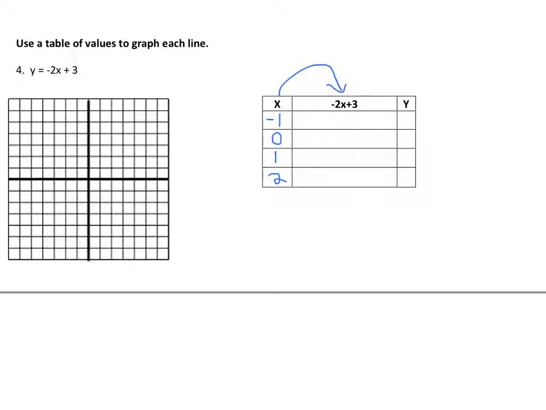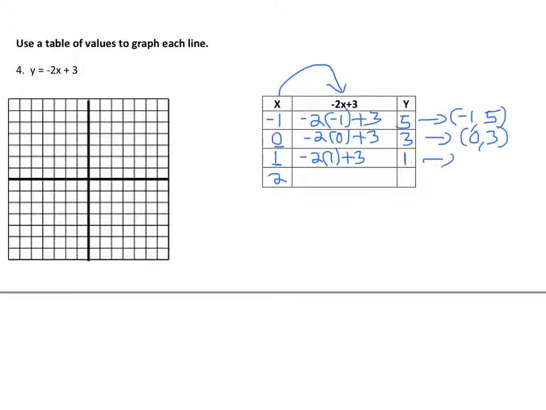So when I plug in -1 for x, it's -2 times -1, and then plus 3. -2 times -1 is 2. 2 plus 3 is 5. So this ordered pair is -1, 5. If we plug in this 0 for x, we're going to have -2 times 0 plus 3. -2 times 0 is just 0, and 0 plus 3 is 3. So this ordered pair is 0, 3. And then if I plug in this 1 for x, I have -2 times 1 plus 3. -2 times 1 is -2. -2 plus 3 is 1. So this ordered pair is 1, 1.